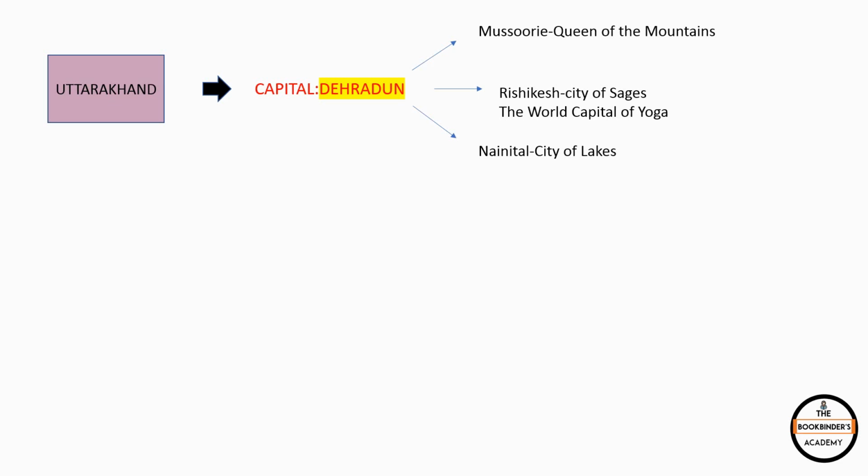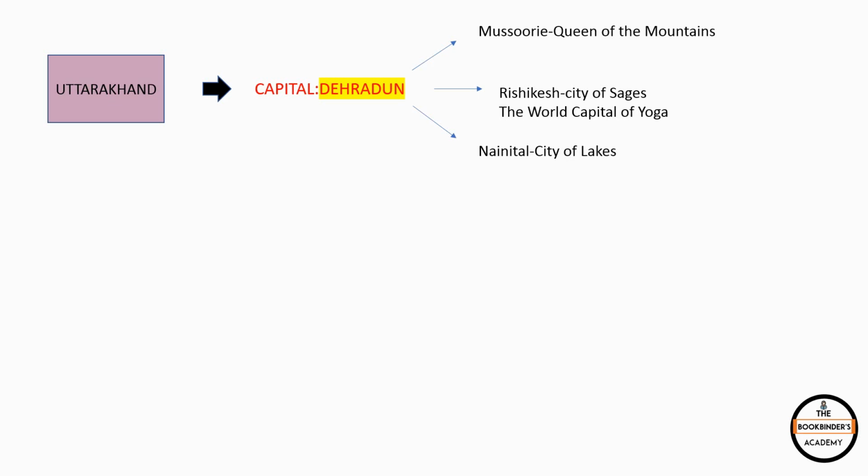And Uttarakhand is a state that is right below the Himalayas. Hence, Mussoorie is referred to as the Queen of Mountains. Then comes Rishikesh. Rishikesh literally translates to the city of rishis, hence the city of sages. It is the world capital of yoga because all these sages and saints have been coming to Rishikesh in order to meditate, and they have been teaching yoga and setting up ashrams in Rishikesh. Hence, it is a very popular destination for yoga enthusiasts. It is the world capital of yoga.